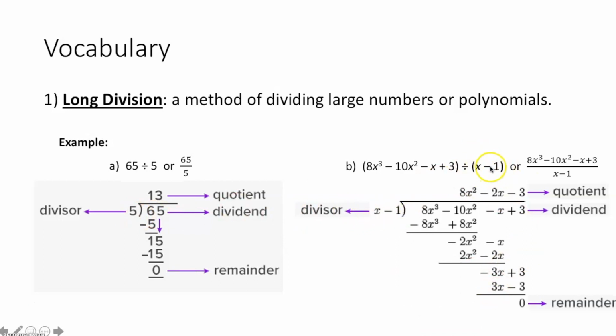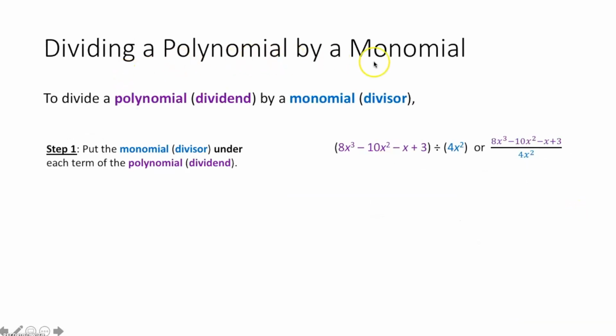So here we have a binomial dividing into a polynomial. So your divisor goes out front, your dividend goes under the division sign, and the quotient is what ends up above. That's your answer. Okay? Your remainder will be the last number you get down here when you subtract, and there's nothing else to bring down. Now let's talk about dividing a polynomial by a monomial.